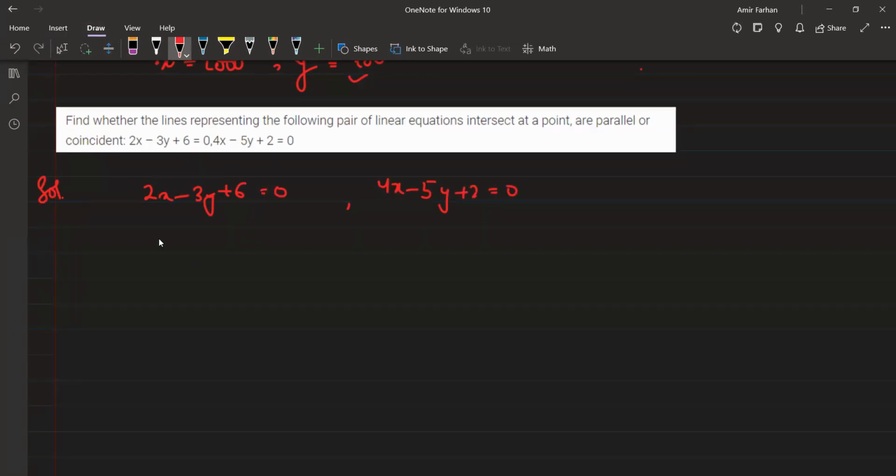Clear? A1 by A2 and B1 by B2. We will put the sign after this. Okay, A1 by A2 is 2 by 4 and B1 by B2 is minus 3 by minus 5. Now tell me, are they equal? No, they are not equal, which means that they are intersecting at a point only, and it has only a unique solution.